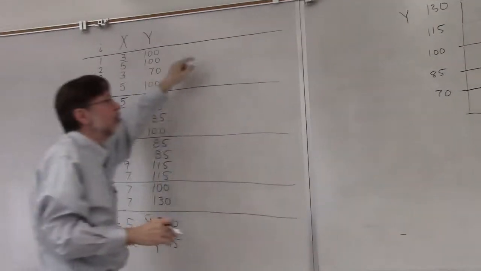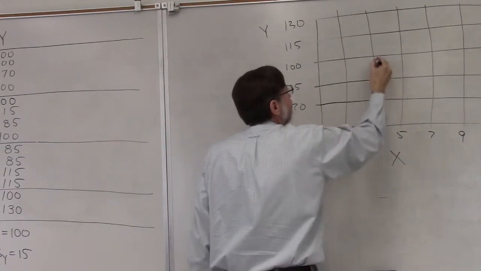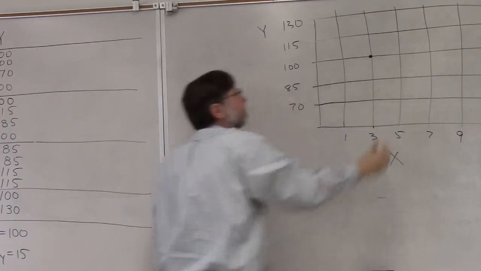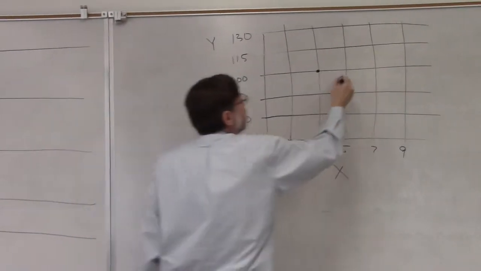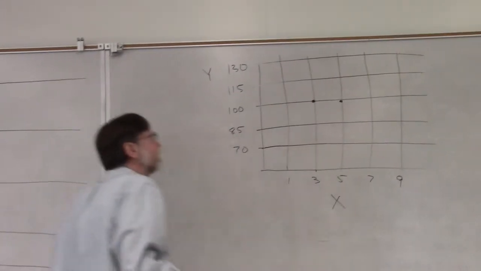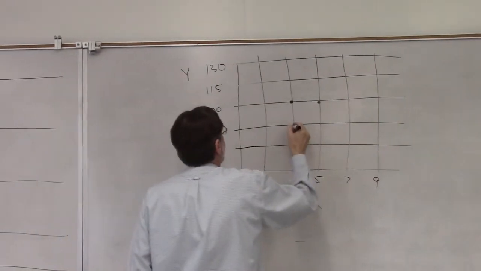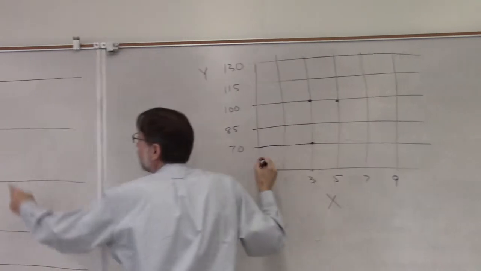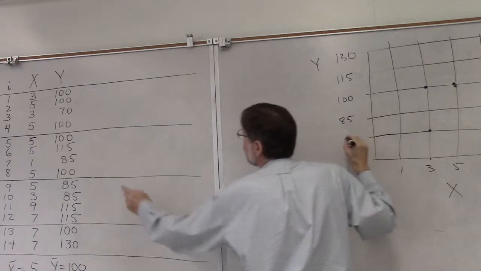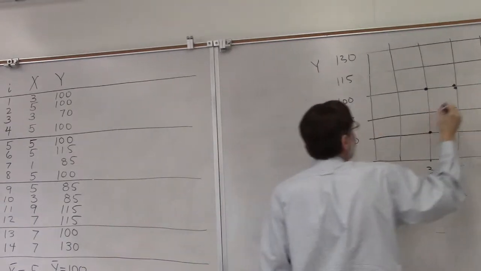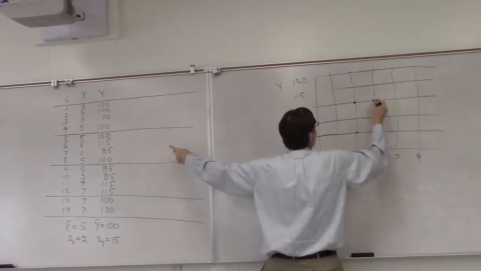So the first case is 3, which goes 3 on the x-axis, I go up to 100 on the y-axis, and I put a point there. Then there's a 5 that goes with a 100, so I put a point there. Then a 3 that goes with a 70, and a 5 that goes with a 100. I'm moving it a little to the side so we can count it up later. Another 5 with a 100. A 5 with a 115.